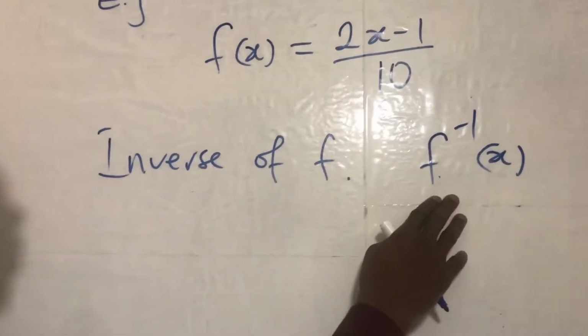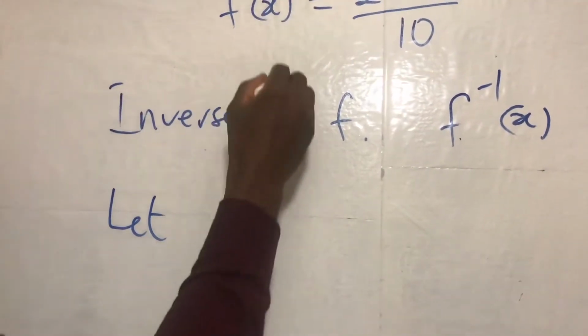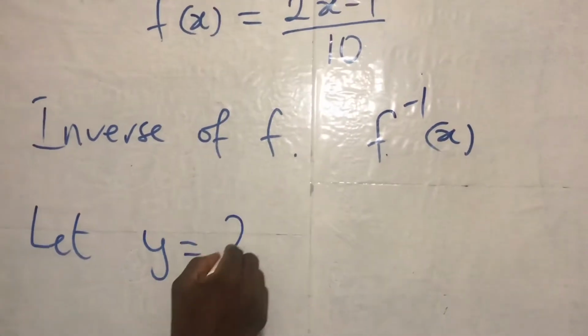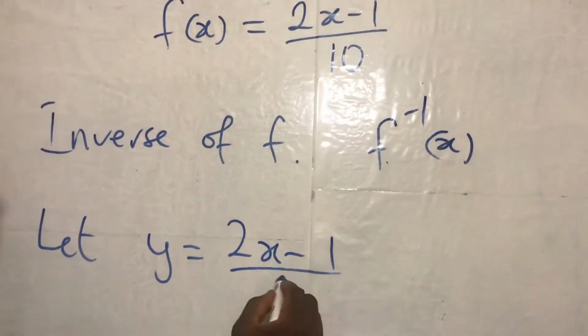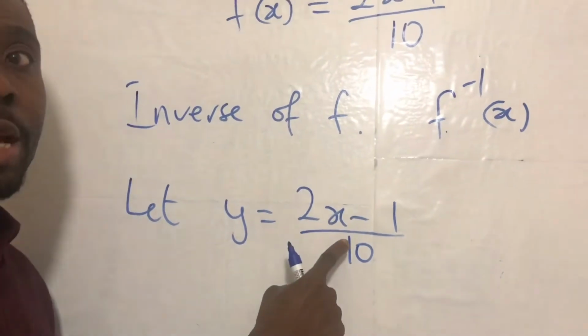So this is how we solve this. We begin by letting y equals f of x, and the f of x is this. So we have (2x minus 1) over 10. From here, we rearrange this and make x the subject.